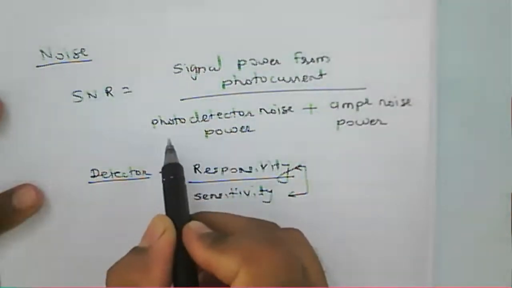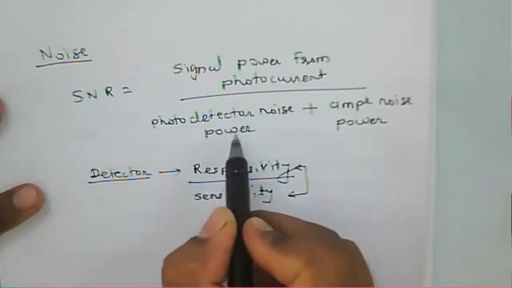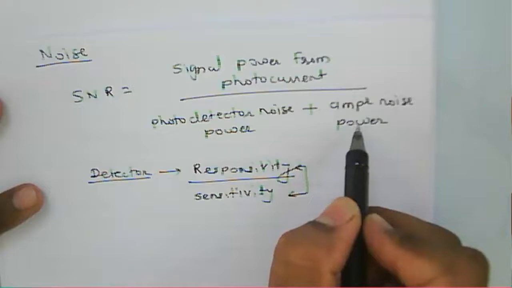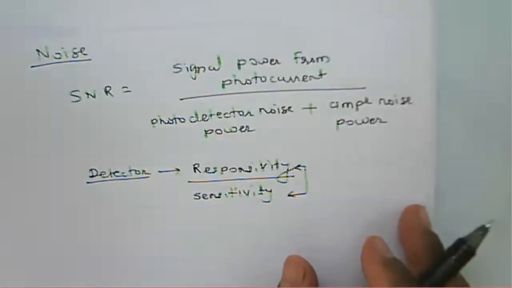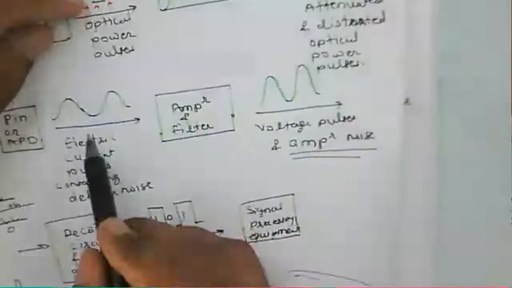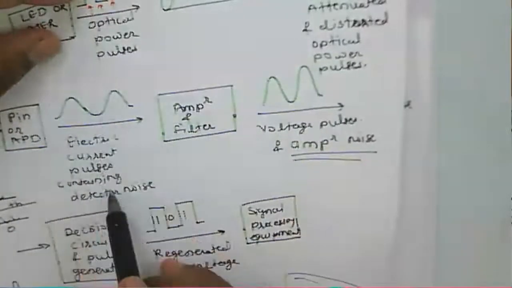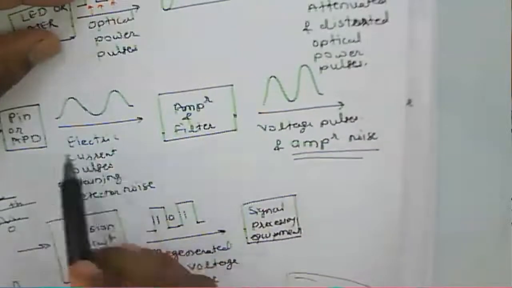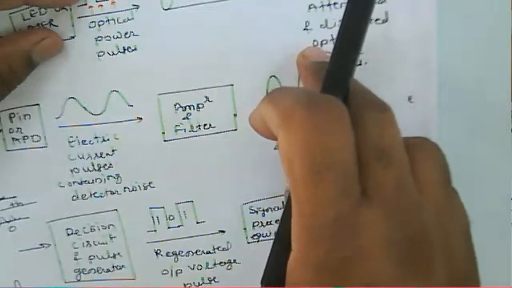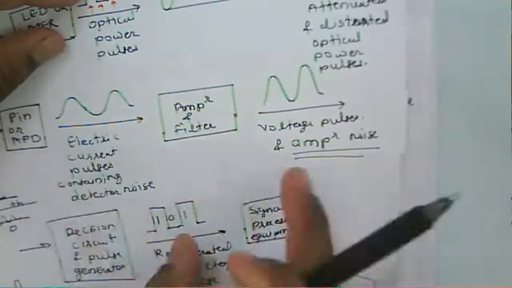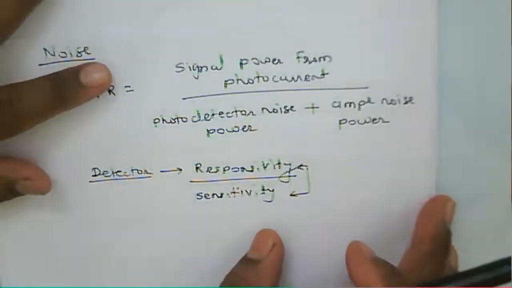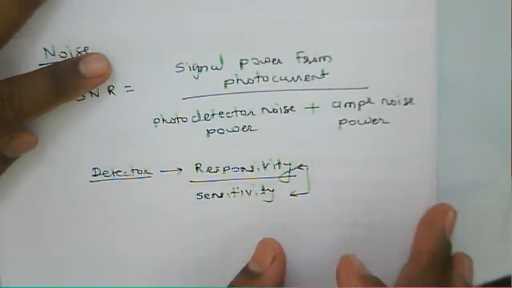So that noise can be noise from the photo detector as well as the noise from the amplifier. So for the output, we are getting it from the detector as well as the amplifier here. So that's why noise will be a part of this particular receiver reception process. So signal to noise ratio is the signal power from the photocurrent with respect to whatever noise we have.